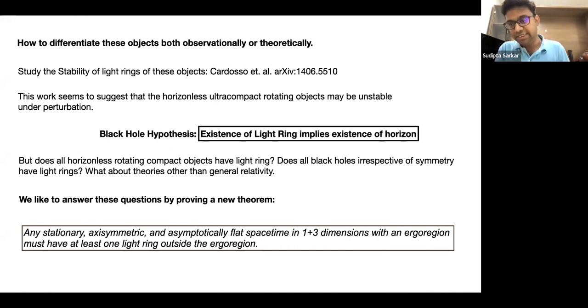If there is a horizon, I will argue that one can show that there must be an ergoregion outside. And then by our theorem, there will be a light ring outside. This proof does not use Einstein's equation, and does not use energy conditions. It just uses the kinematical structure of the null geodesic equation in this background, and therefore is sufficiently general. Okay. So let me go ahead.